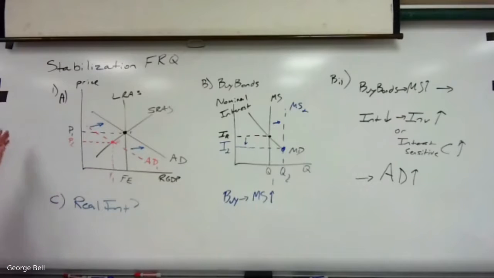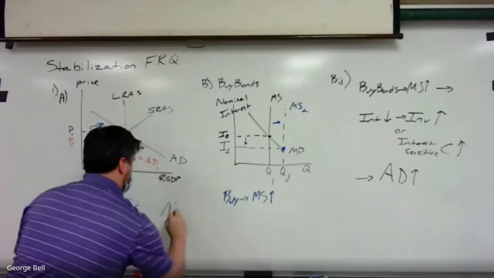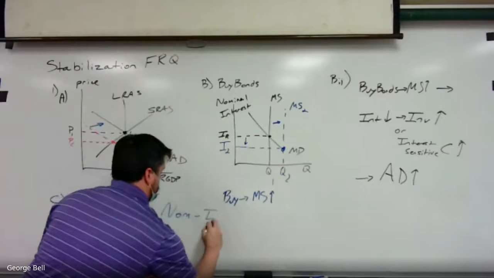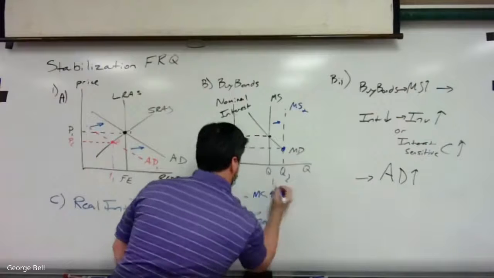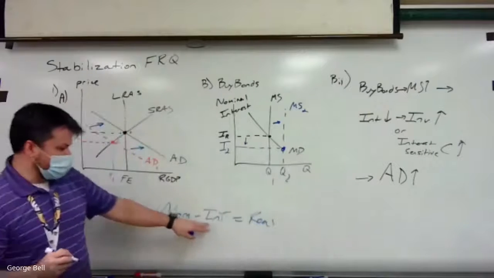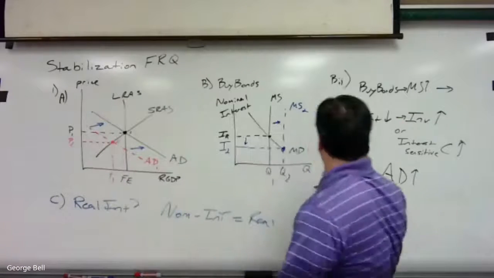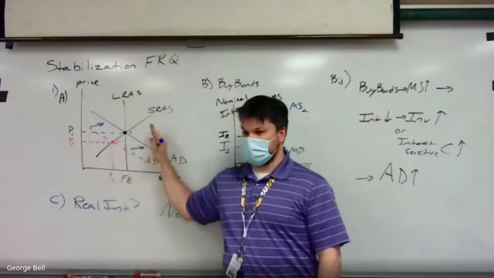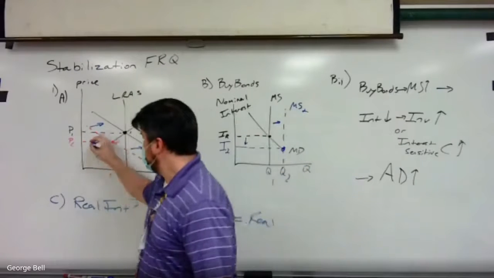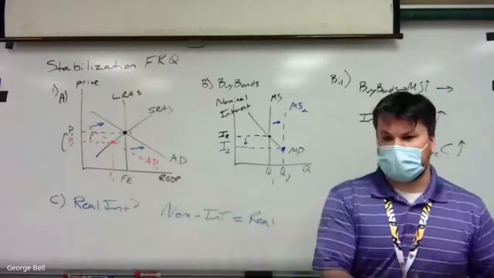The answer is you have to use the Fisher formula. Remember, nominal, oops, that was backwards, and I don't know why I did that. Nominal minus the rate of inflation equals real. If nominal minus the rate of inflation equals real, then here's what we know. As a result of the action, price level is going to increase because it's going to shift aggregate demand to the right. So price level is going to go up. We see that there. If price level goes up, we call that inflation.